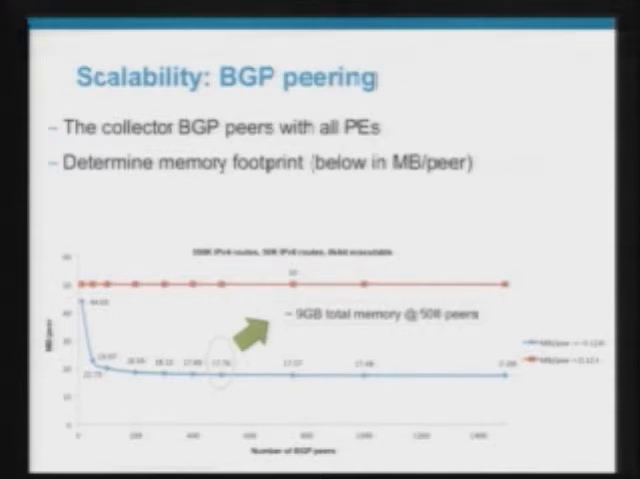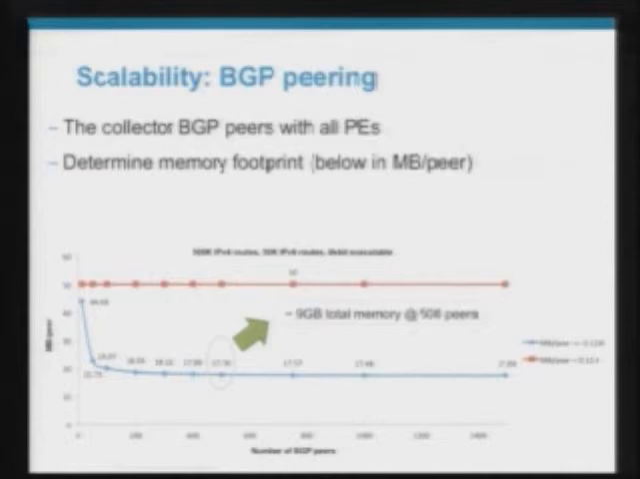Starting with BGP peering, we are saying that the BGP collector should peer with all the PEs, but you might have a lot of PEs in your network. So it's very important to determine upfront what the required memory footprint would be, something like megabytes per peer. At the very beginning, pmacct was employing a very simple algorithm by which every BGP table received from the routers was stored separately. You can see in the red line a very linear growth, 50 megabytes per peer. So if you have 100 peers, you can calculate how much memory you need.